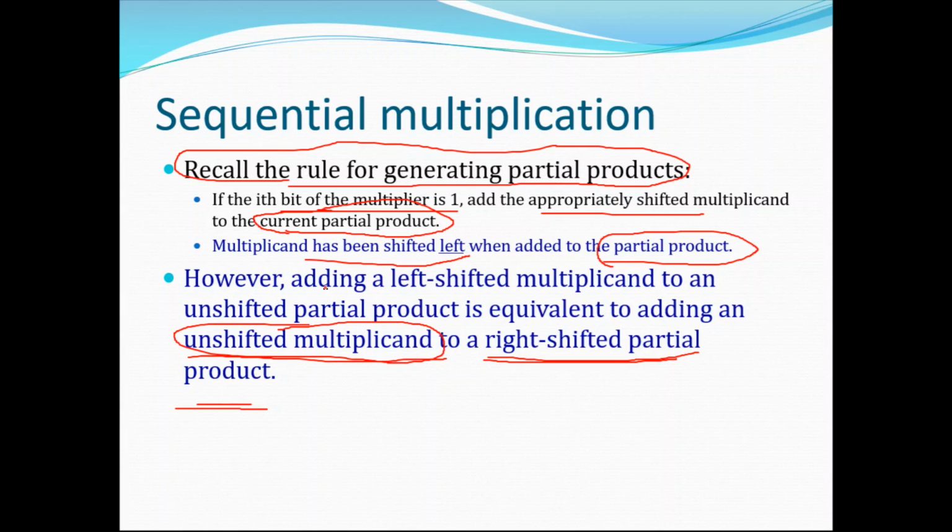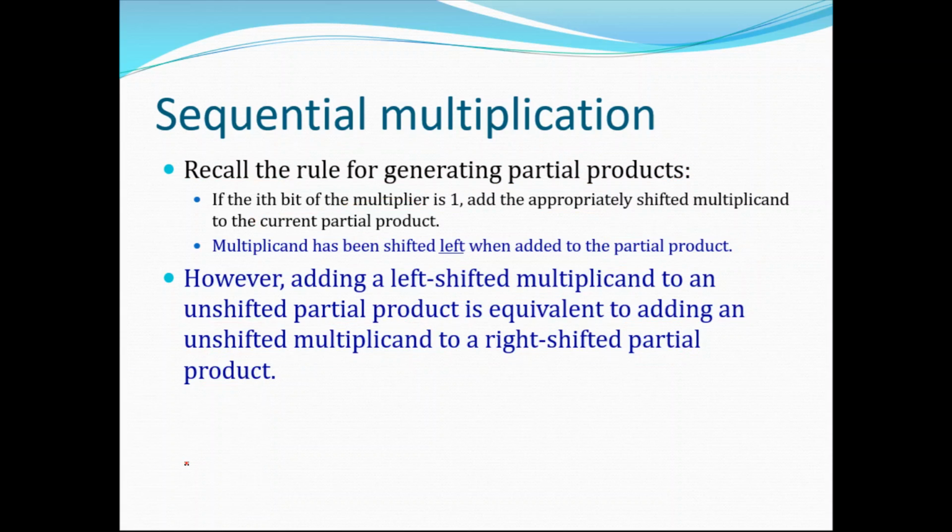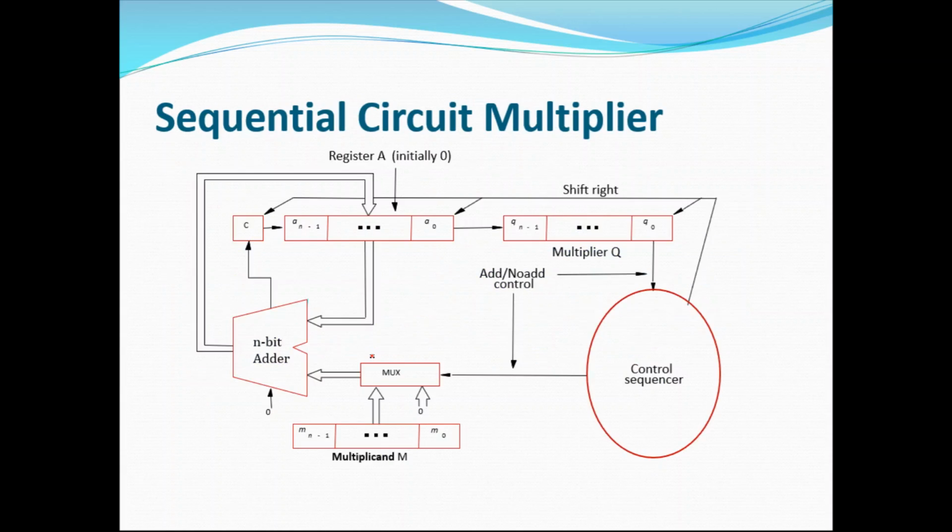Okay, so adding a left shifted multiplicand to an unshifted partial product is equivalent to adding an unshifted multiplicand to a right shifted partial product. So this is the basic rule by which the sequential multiplication algorithm is going to work. Here the right shifted partial product will be added with the unshifted multiplicand. Okay, so let us see how it works.